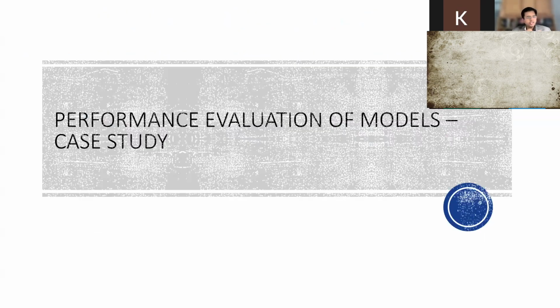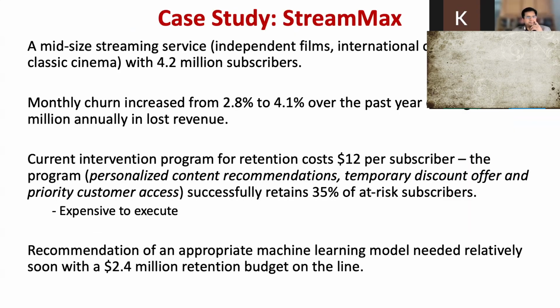because this is essentially using a lot of the concepts that we just talked about, in this case study on StreamMax. So this is another case that we had for today. It's a mid-sized streaming service, with independent films, international content, and classic cinema, with 4.2 million subscribers. Now they have a monthly churn that has increased from 2.8% to 4.1% over the past year. And this costs them money, $1.8 million annually in lost revenue. They want to do something about it.